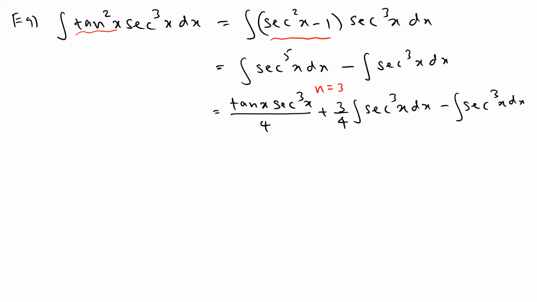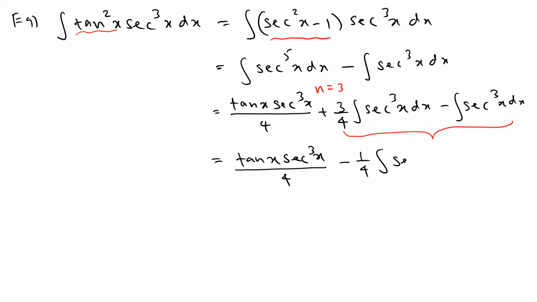Now what you can do is combine these two. So I'm going to combine these two into 1. It's just a subtraction. You have 3/4 and minus 1, that means you get negative 1/4. So I'm going to write it like that. You can write this one as tan x secant cube x over 4, and if you subtract, you get negative 1/4 secant cube x if you simplify the last two integrals.